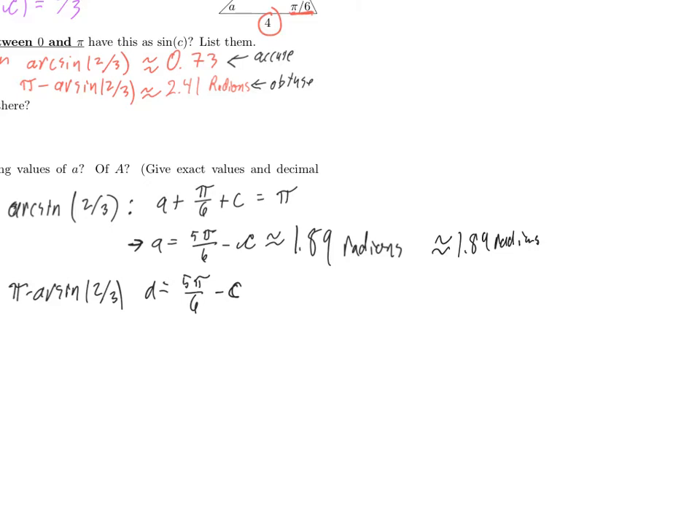I didn't include the exact answer, did I? So let's include the exact answer. This one I gave is a decimal approximation. The exact answer is 5 pi over 6 minus arcsine, or inverse sine, of 2 over 3, positive 2 over 3.